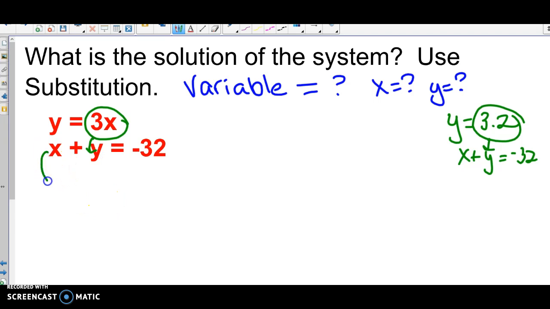So I'm going to rewrite the second equation: x plus, and instead of y, I'm going to put in 3x, equals negative 32. Now looking at this, I can solve this just by combining like terms, and x plus 3x equals 4x.